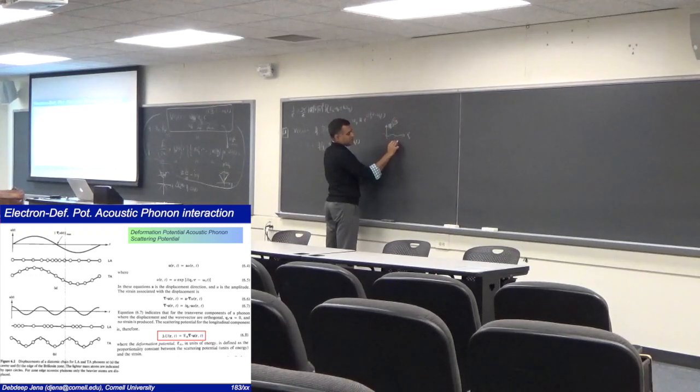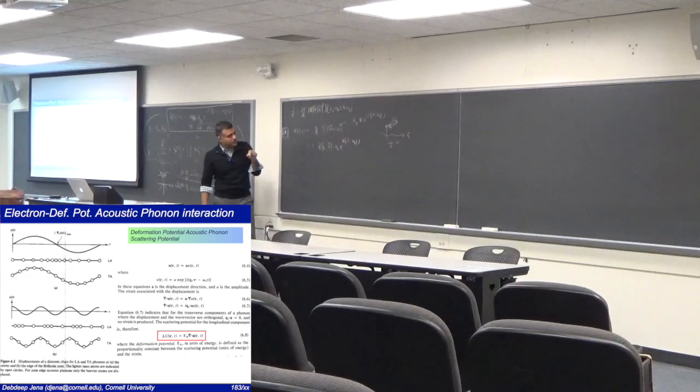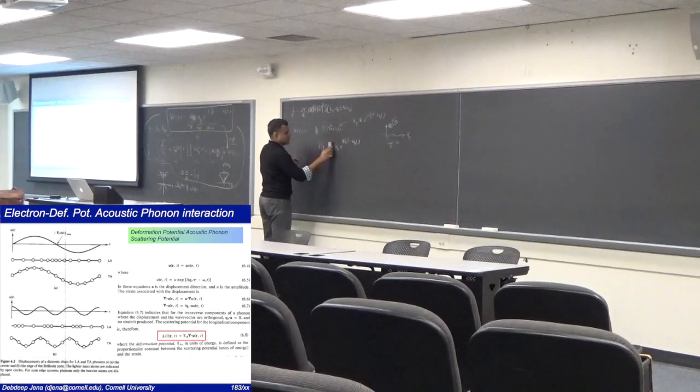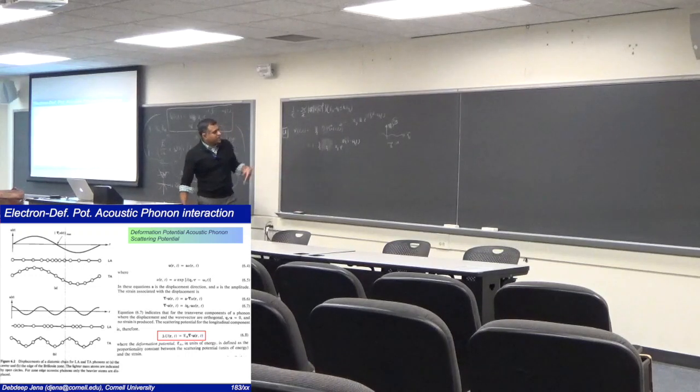But for longitudinal acoustic, N hat is going like that, right? So it's vibrating along the direction of the QS. And in that case, for longitudinal acoustic, this dot product just gives you a 1 because they are collinear. So you just get a QS here, right? And that's something we derived in the last class.